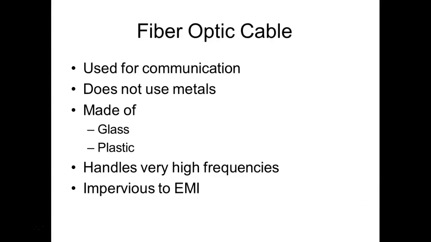Fiber optic cables, we use these in communication, and they do not use metals. We have two that we use, glass and plastic. What we'll be dealing with is plastic here, and we'll show you all that. Plastic is pretty easy to terminate. Glass is not. Glass is a lot harder to terminate and splice. These handle very, very high frequencies, but almost no power. And of course, these are impervious to electromagnetic interference.